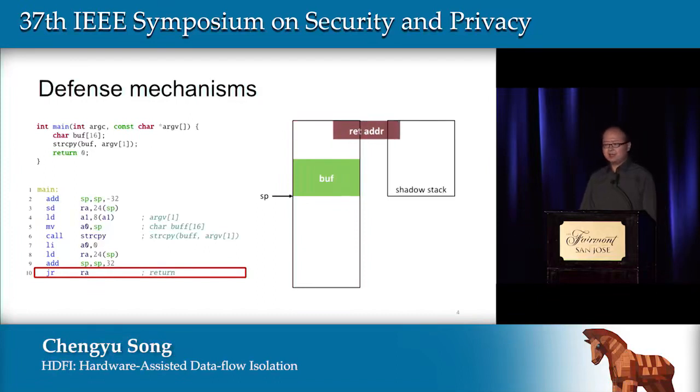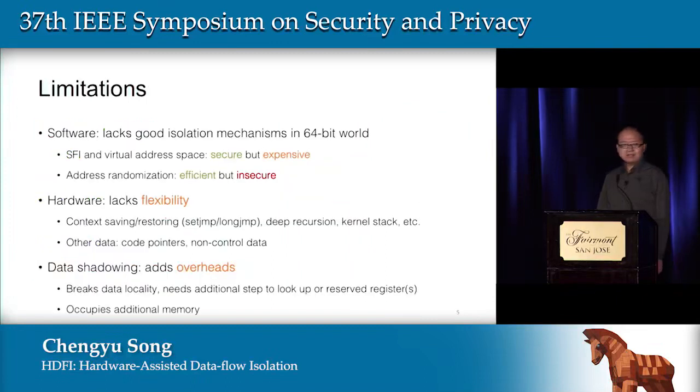and the attacker will win again. Finally, we can also try to relocate the return address to another stack and isolate it using different approaches, including software-based and hardware-based. However, this shadow stack also has many limitations. For software-based shadow stacks, the major limitation now is that in the 64-bit world, we lack a good isolation mechanism. Basically, segmentation in x86 is gone in 64-bit, and access domain is also gone in 64-bit ARM processors. As a result, for security solutions, we have to choose between efficiency and security.